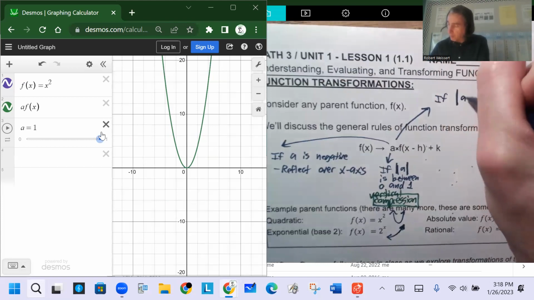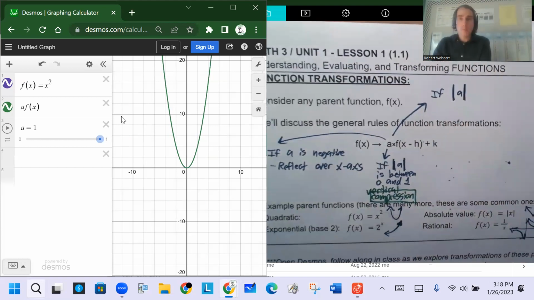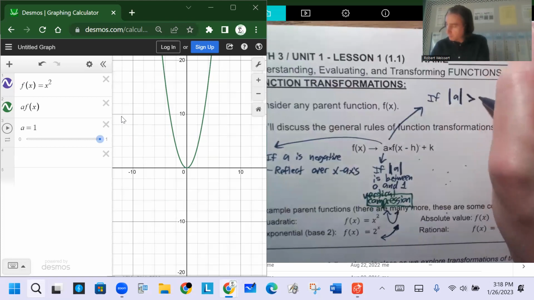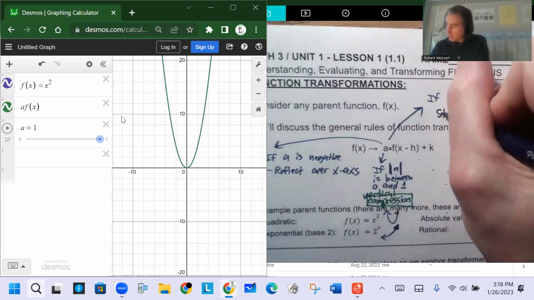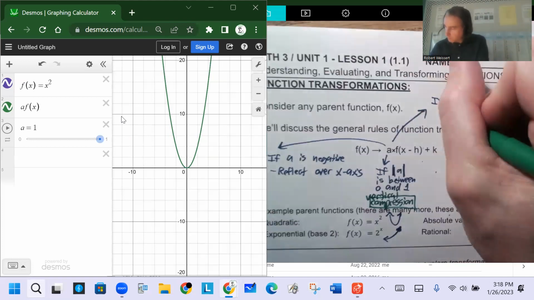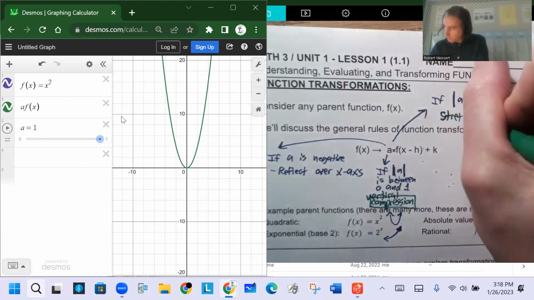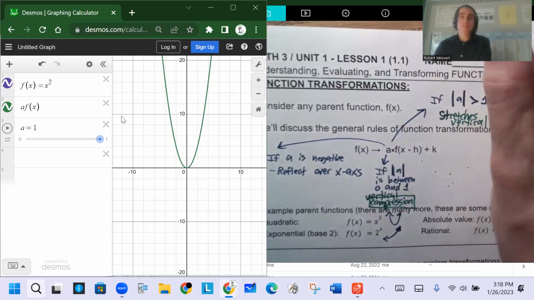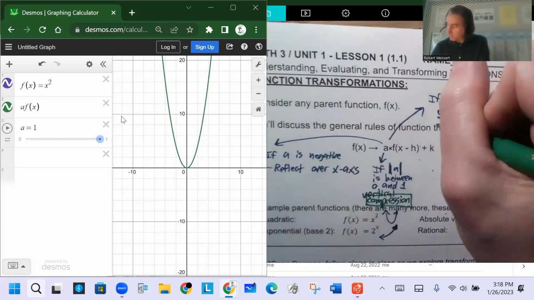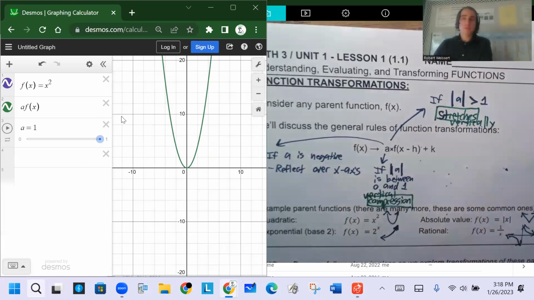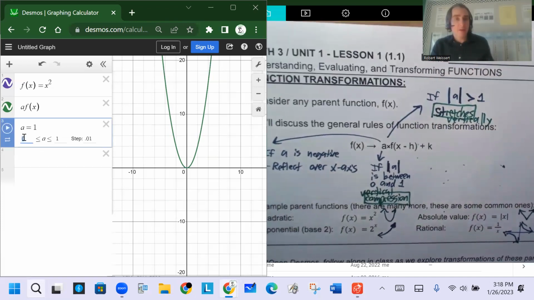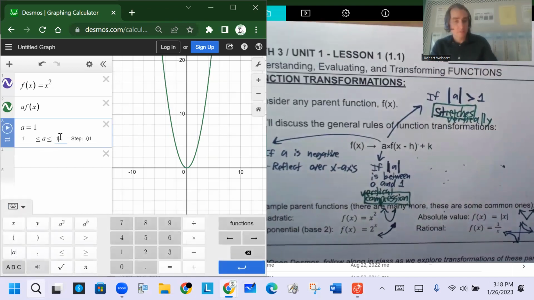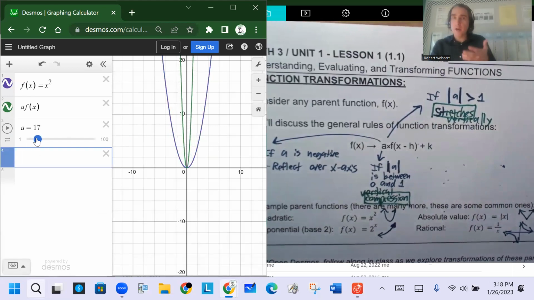Okay. If a ends up being greater than 1, I'll write that up here. If the absolute value of a, whether it's negative or positive, is greater than 1, then it's going to stretch. So it's a vertical stretch. It stretches vertically. So the keyword on there is stretch. See what happens when that value is greater than 1. I'll put a 1 there and let's say 100. And the higher I get above 1, that's going to get narrower and narrower and narrower.